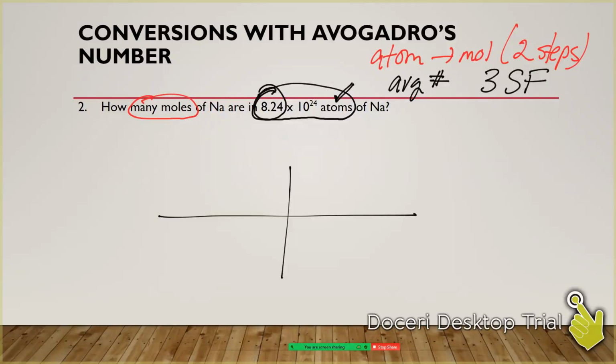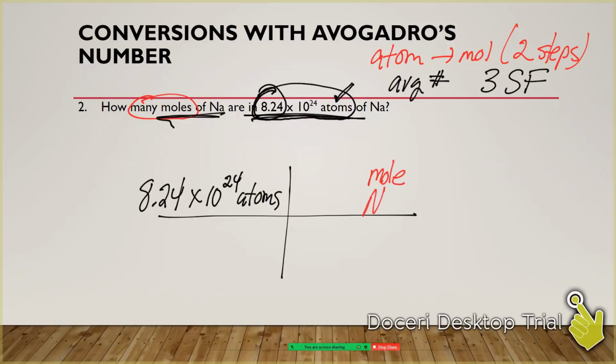So those are kind of just things I dissect. And then once I do that, I give myself a beginning. So there's my given, 8.24 times 10 to the 24 atoms. And I give myself an ending. So that is moles of sodium. I'm starting in atoms of sodium, and I want to convert that to moles of sodium.